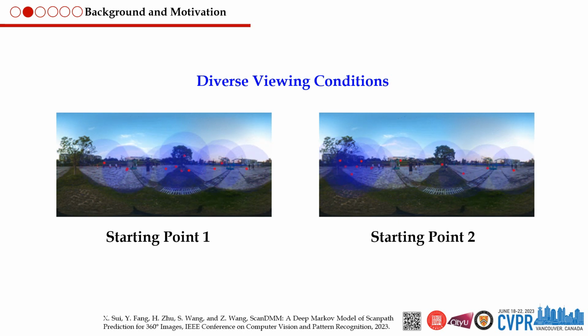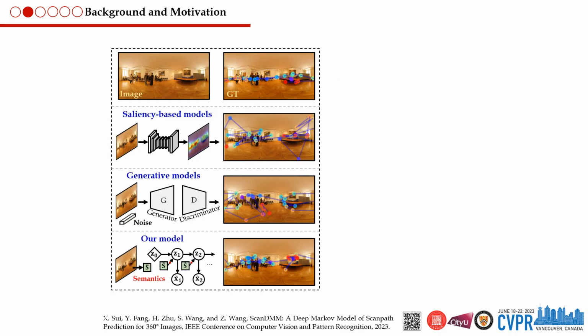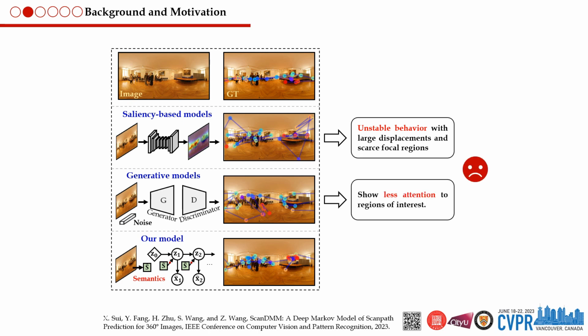There are two main types of methods for predicting scan paths in 360-degree images: saliency-based and generative. Saliency-based methods use a map to guess where people will look, but they don't account for how people move their eyes over time. Generative methods use advanced models like generative adversarial networks to predict realistic scan paths, but they don't always pay attention to the important parts of the image. The problem is, none of these methods really take into account either the time dependency of viewing behavior or viewing conditions, like starting from a different point. This is important if we want to model how people actually look at 360-degree scenes.